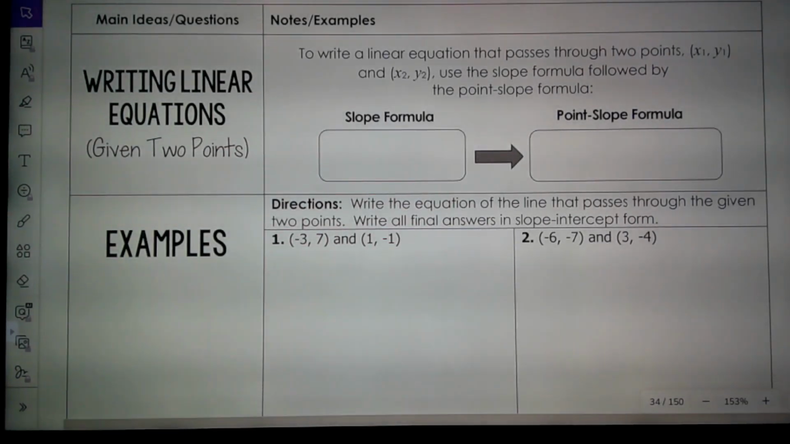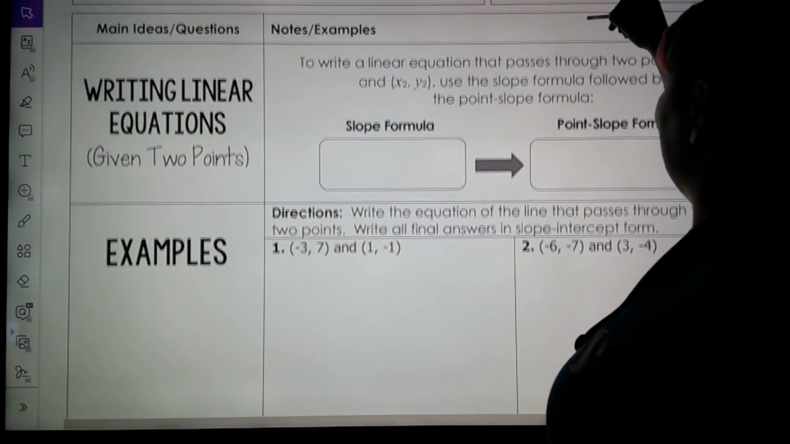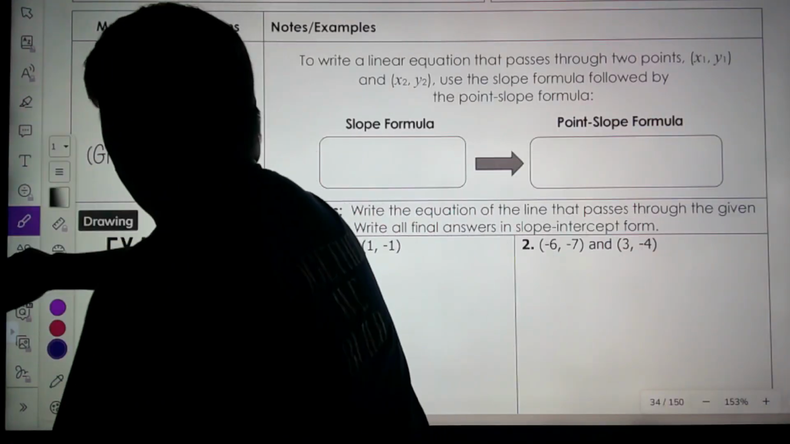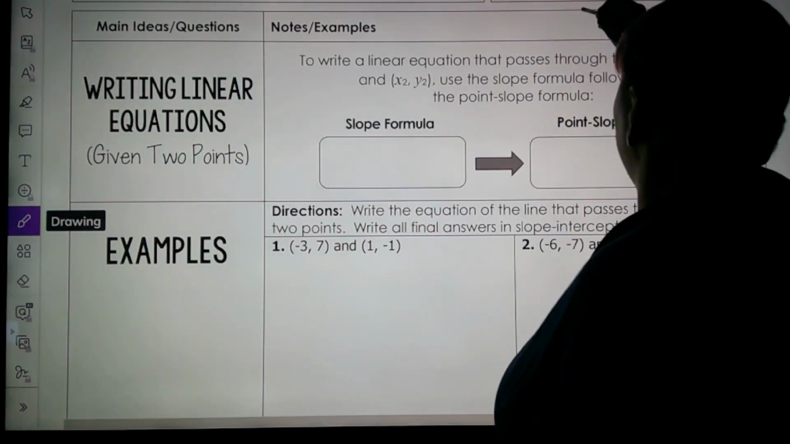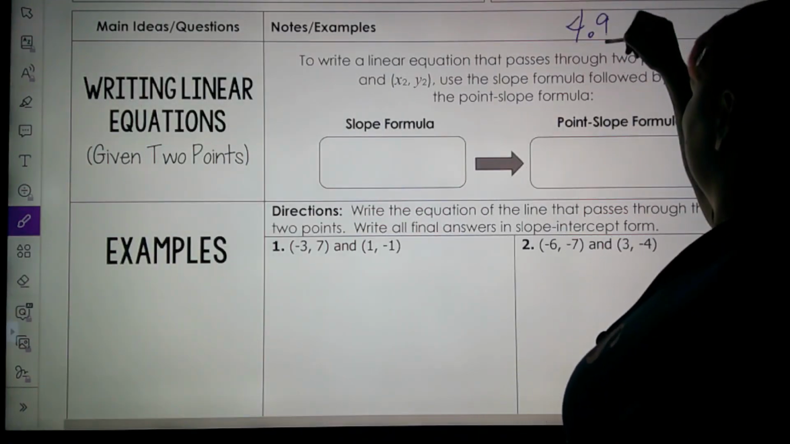What are we on? Unit 4.9. Oh, here we go again. 4.9. I like that blue.